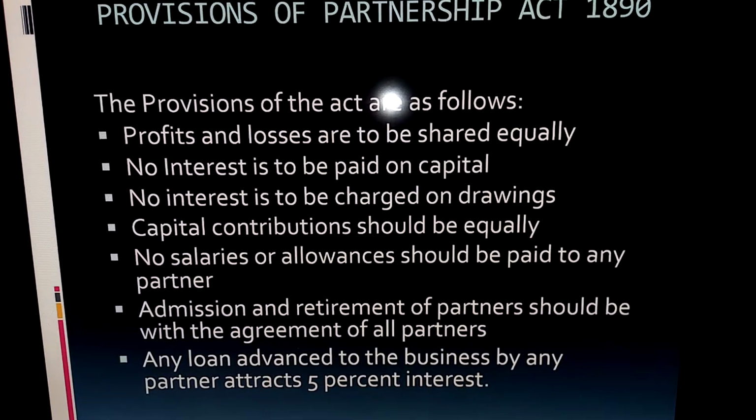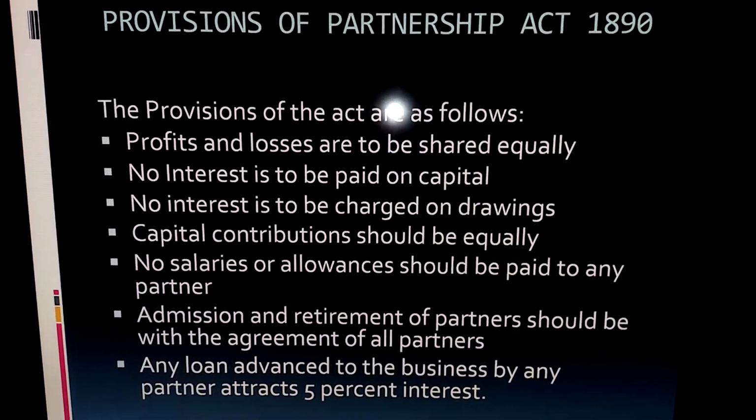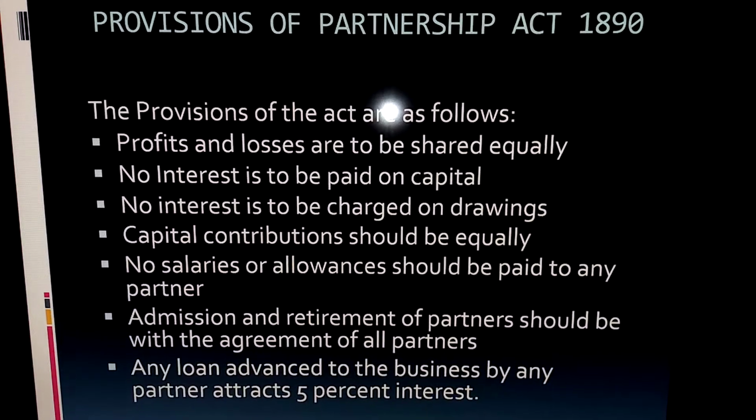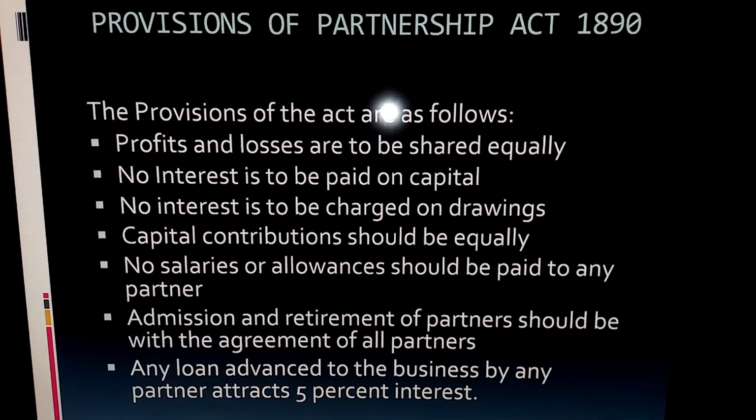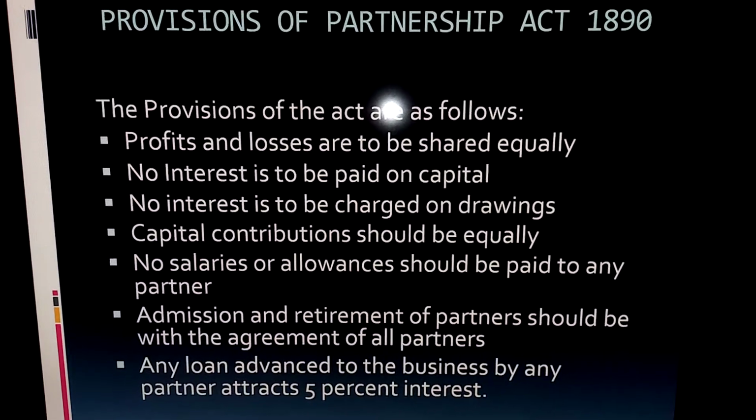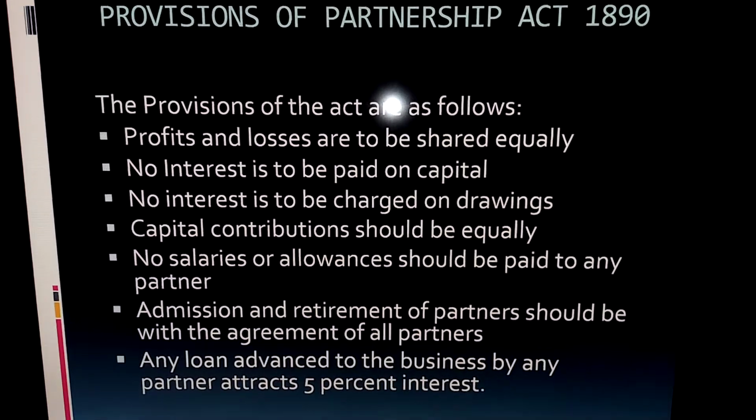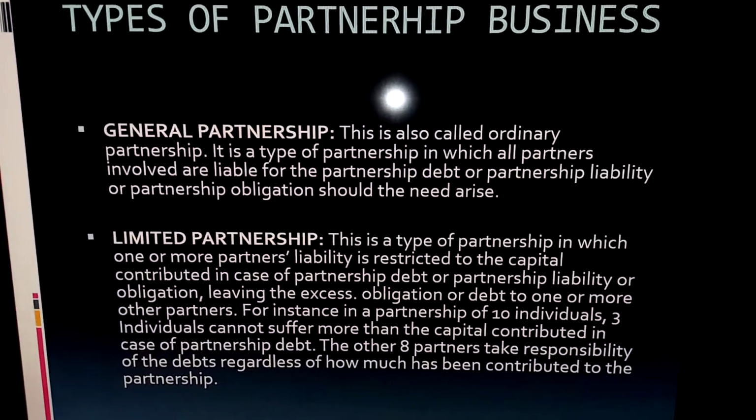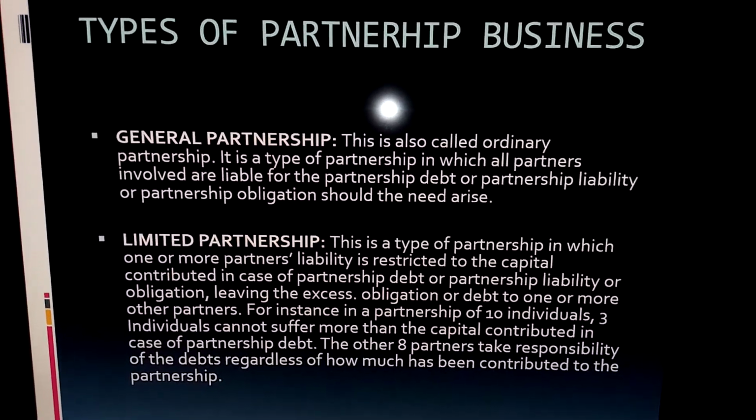Capital contribution should be equal. No salaries or allowances should be paid to any partner. Admission and retirement of partners should be with agreement by all partners. Any loan advanced to the business by partners attracts 5% interest. So where there's no agreement or there's a conflict, because of absence of agreement, we normally apply the provisions of the Partnership Act 1890.